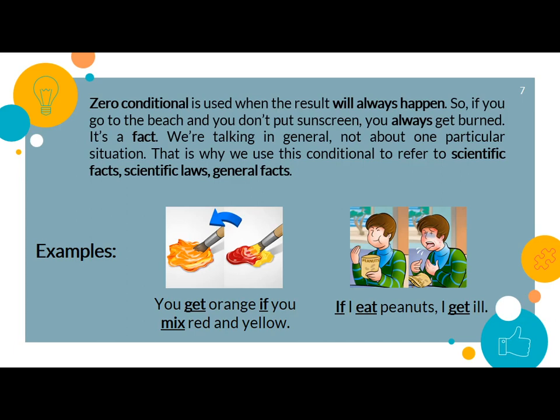So you cannot get brown, you cannot get purple. But if you do something else, maybe some other colors, for example, if you mix yellow and blue, you get green. That is something that is a fact. You can have a different color. The second one is going to be the same. If I eat peanuts, I get ill. That is something that is a fact for him. That is something that is going to happen to him all the time.